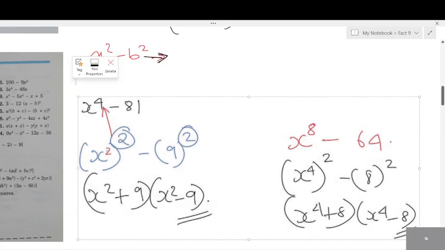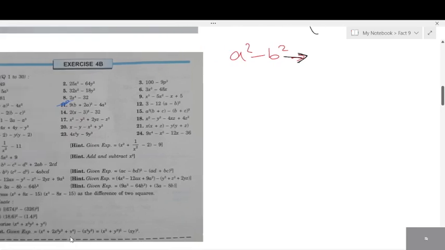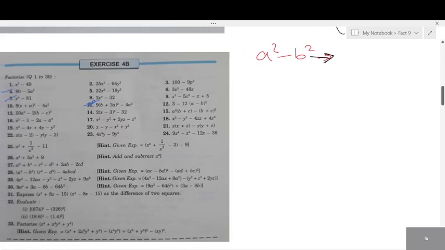Understood how to solve when the degrees are given? Any doubts about 2, 4?